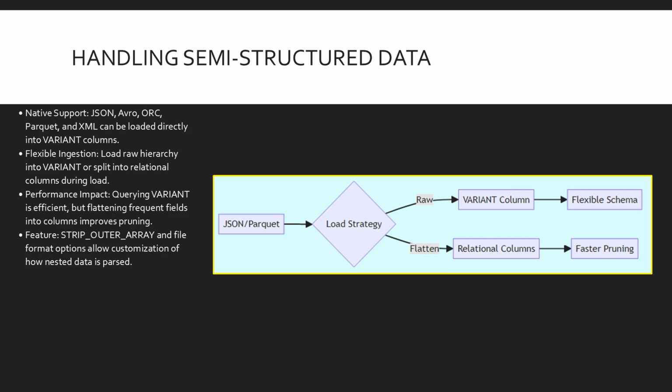Here we see the strategy for semi-structured data. JSON or Parquet files arrive at the load strategy decision. You can load as raw into a variant column for a flexible schema, or flatten the data into relational columns to achieve faster pruning during queries.